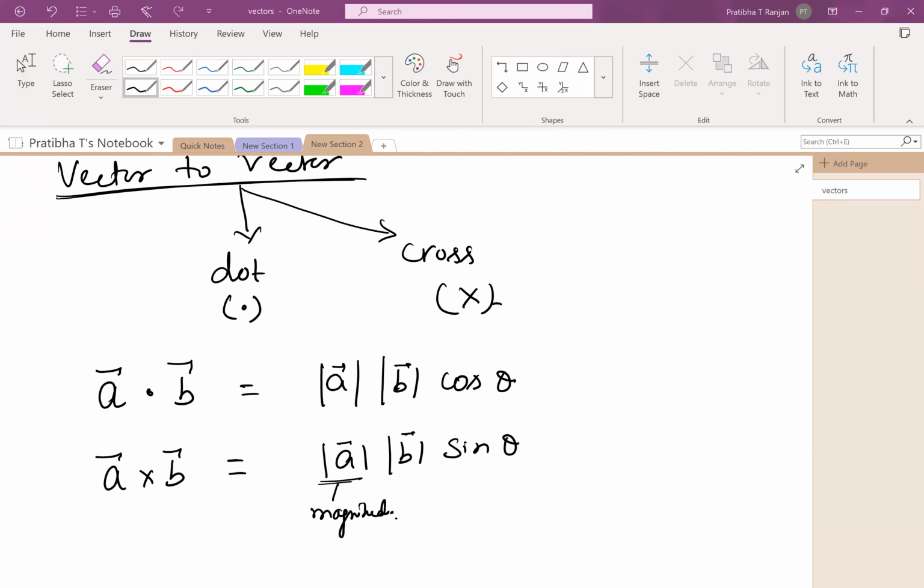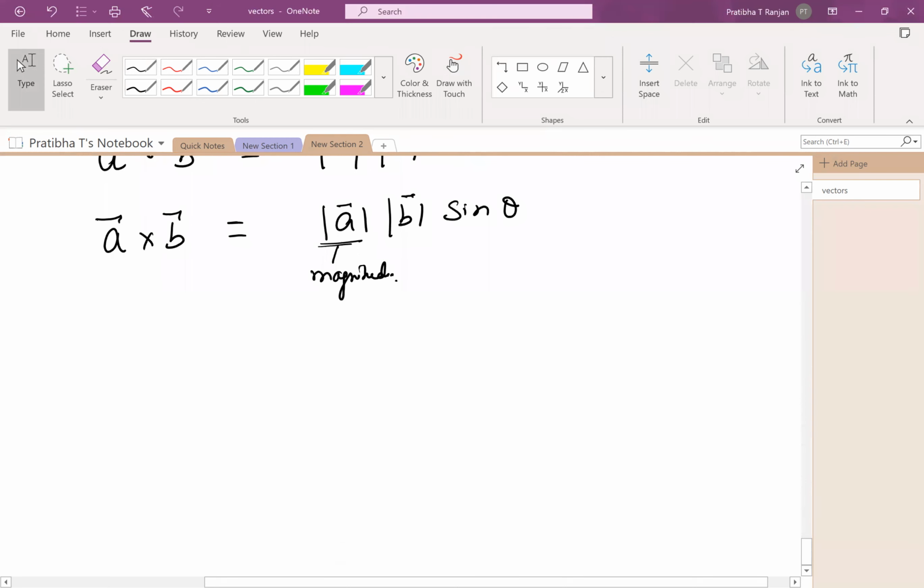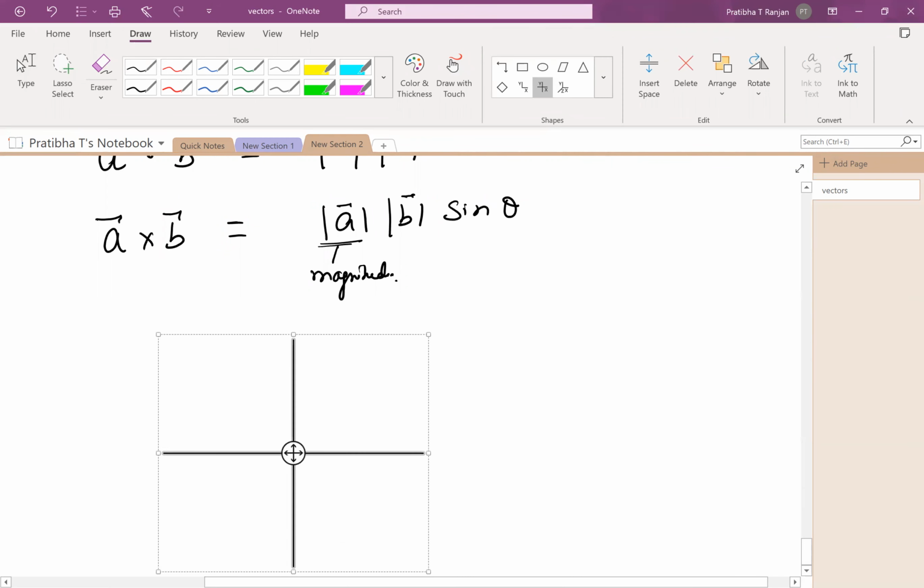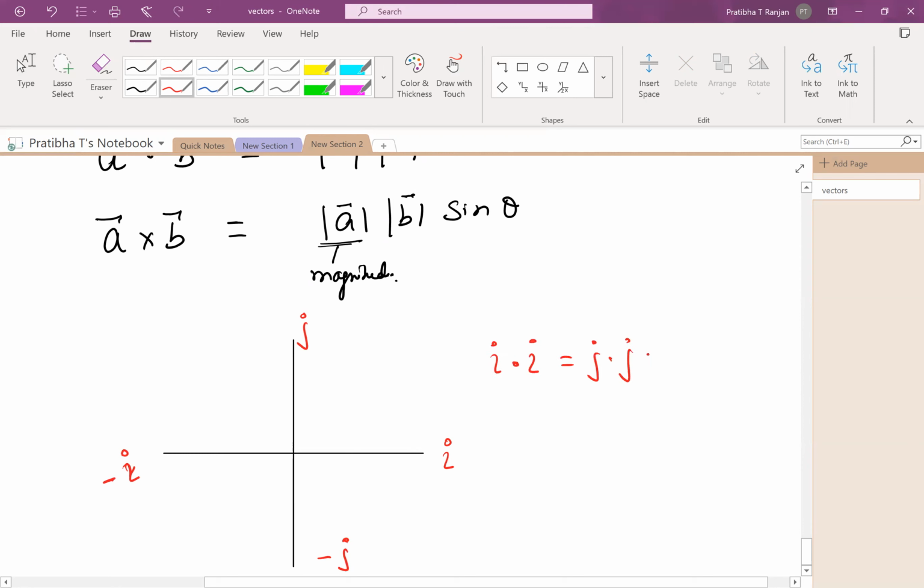So here in vectors, when we represent our Cartesian plane in vector form, it is like this. You have studied 2D until now. So x becomes i, y becomes j, this becomes minus i, and this becomes minus j, right? So i dot i equals j dot j equals 1, whereas i dot j or j dot i is equal to 0.